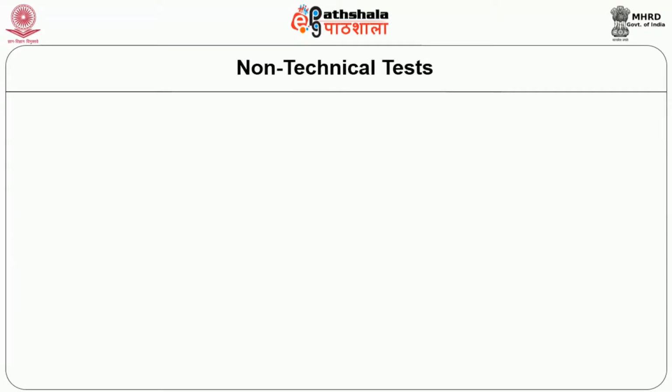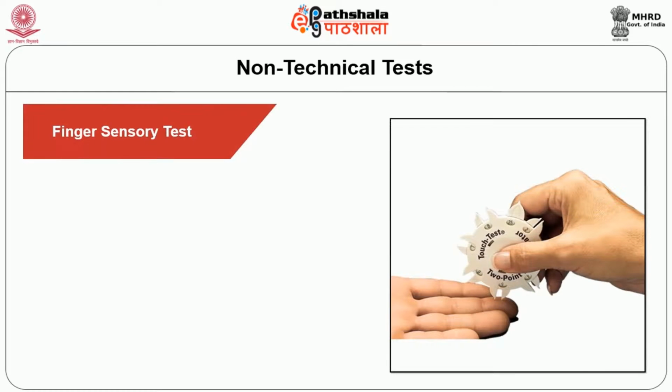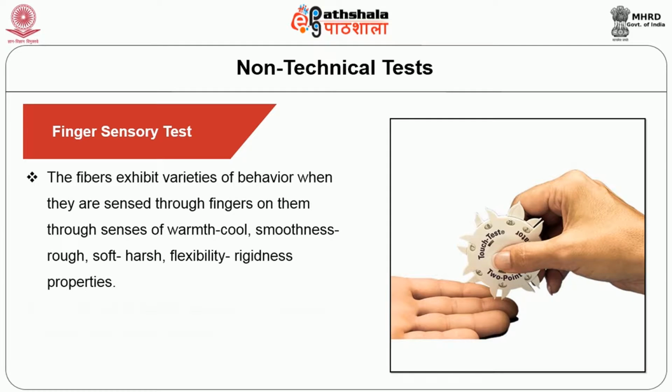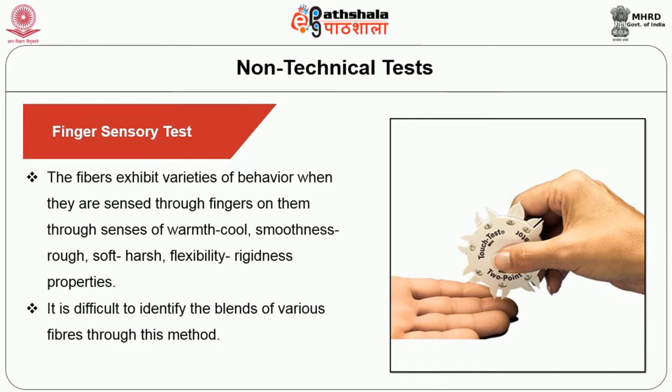We are going to see now the non-technical tests. The non-technical tests are nothing but they are either not using equipment or chemicals to identify the textile fibers. Under this topic, we are going to see first the finger sensory type, under which the fibers exhibit a variety of behavior when they are sensed through fingers, through senses of warmth to cool, smoothness to rough, soft to harsh, flexibility to rigidness, properties of fibers. The feeling test is explained below. However, it is difficult to identify the blends of various fibers through this method.